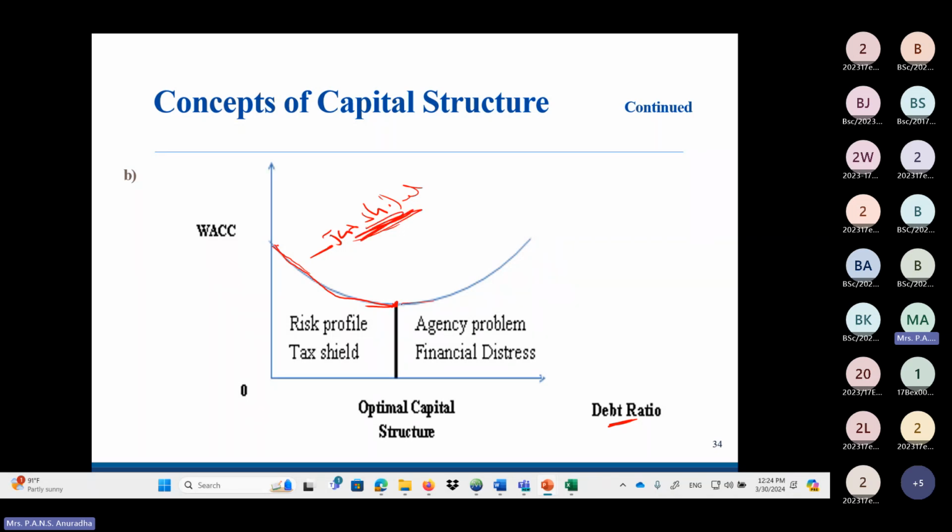After this point, this is increasing because of what? Agency problem and financial risk. So now financial leverage is increasing, unnecessarily financial risk is increasing. So weighted average cost of capital is increasing, value is declining. So up to a certain level, there is a benefit of the tax shield, but after certain borrowing, if you have borrowed more than this, you are getting risk because of financial risk, financial distress.